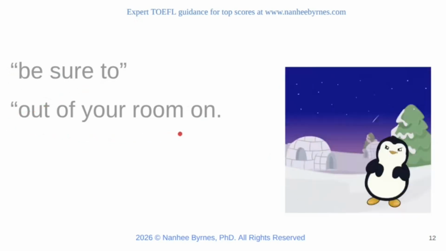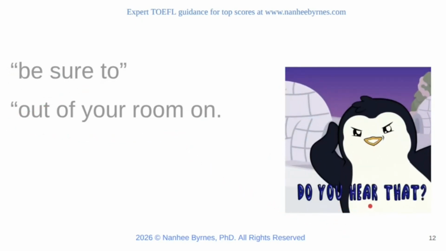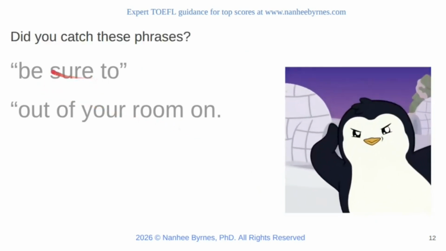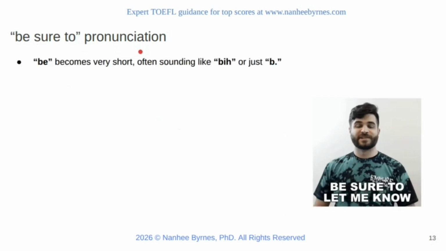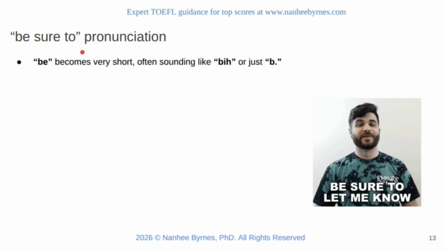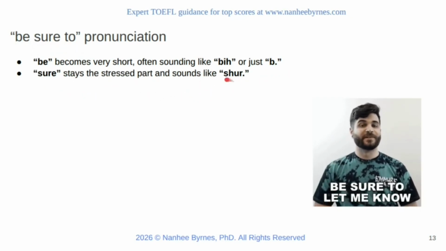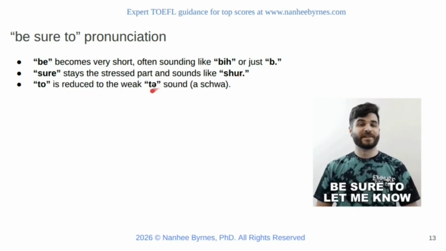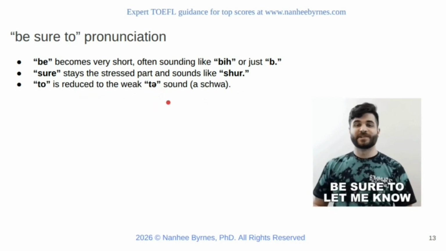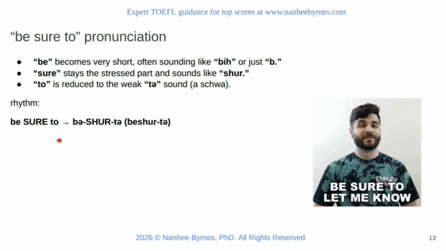In fast, natural English, like the speech used in official TOEFL listen and repeat samples, you need to understand how connected speech works. For example, be sure to is usually reduced and linked together, so it does not sound like three separate words. In fast speech, be becomes very short, often sounding like b. Sure stays the stressed part and sounds like sure. To is reduced to the weak t sound, a schwa. So the rhythm becomes be sure to, be sure to, be sure to.